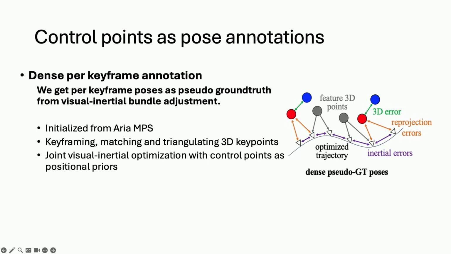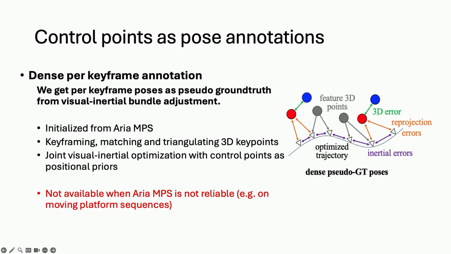And all these control point positional priors can reduce the drift from the Aria MPS and give a better trajectory shape with a smaller global drift, because each segment is anchored with the control point measurements.